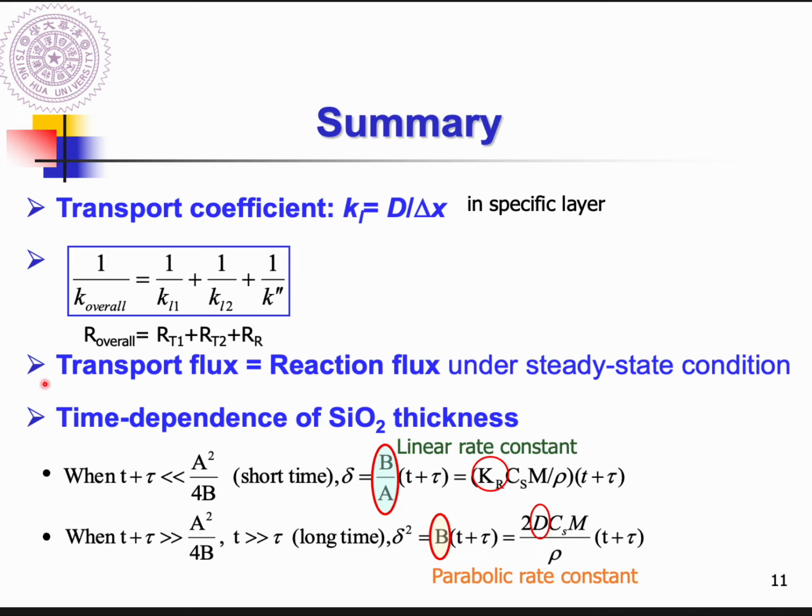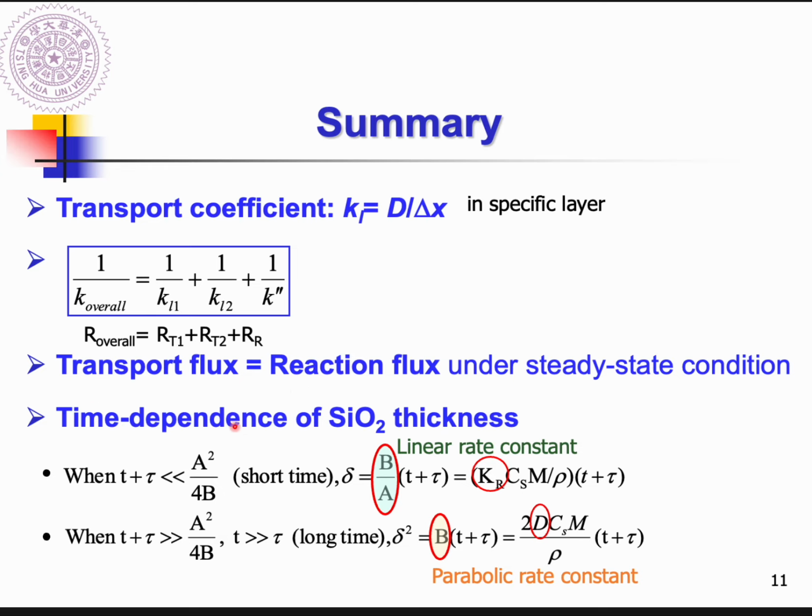And another quite important trick we always use is, under the steady state, the transport flux will be equal to the reaction flux. That will help us to substitute the unmeasurable concentration of reactants as a function of measurable concentration of reactants. Okay, so that will help us to substitute unmeasurable terms.